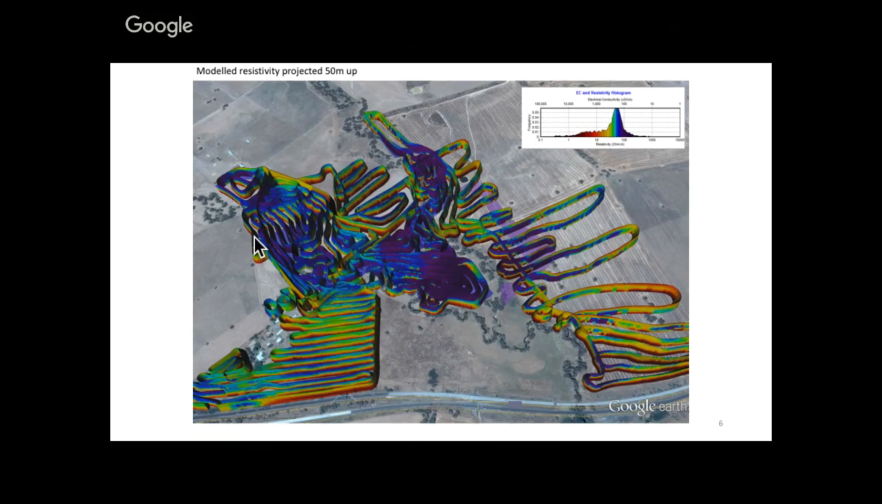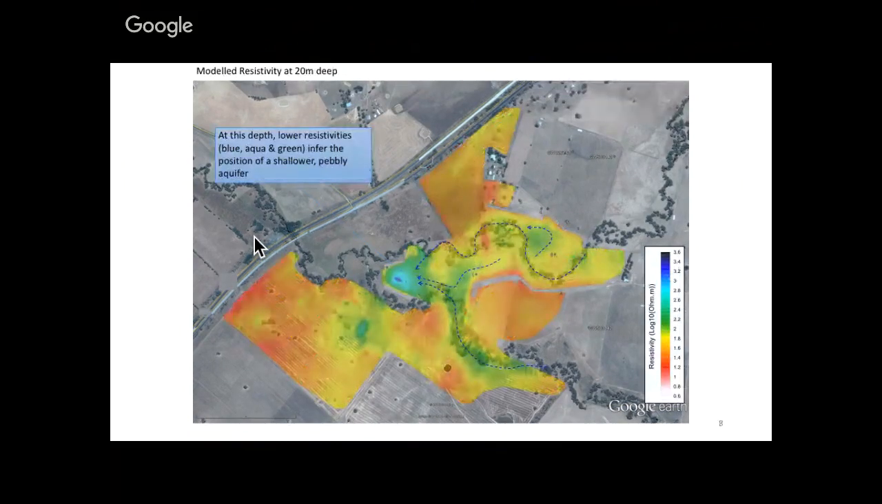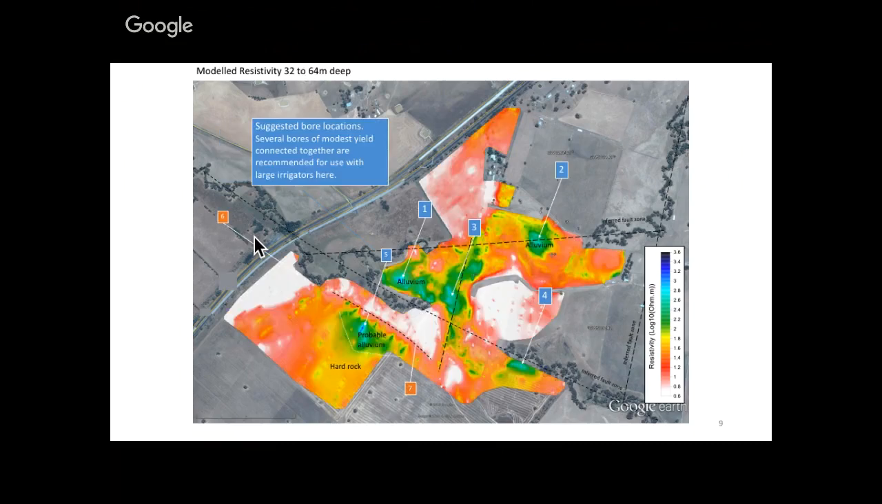This one is for groundwater. There's a plan view. Do the inversion. Shallow data might show some meandering channels, and deeper, some deeper features that, in this case, have been searched. It's just a search for groundwater extraction points. So that's 32 to 64 metres deep.